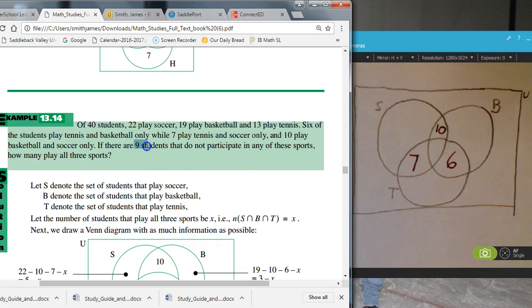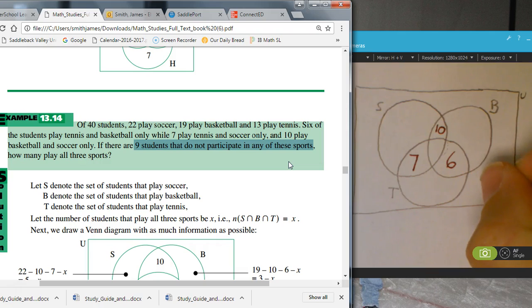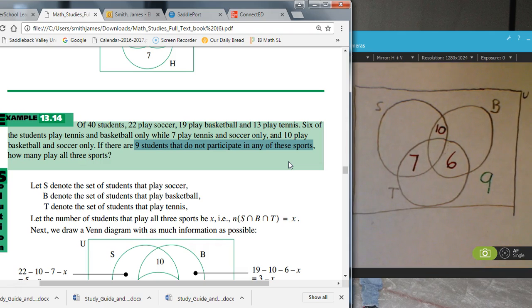So moving on, it says there are 9 students that do not participate in any of these sports. So right there, that tells me we got 9 people. Let me put those in green right out here. So I have 9 people who don't like any of those sports, and so that's the place that we need to put them.